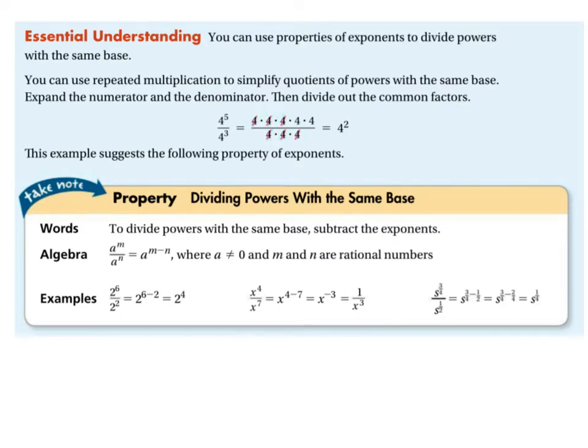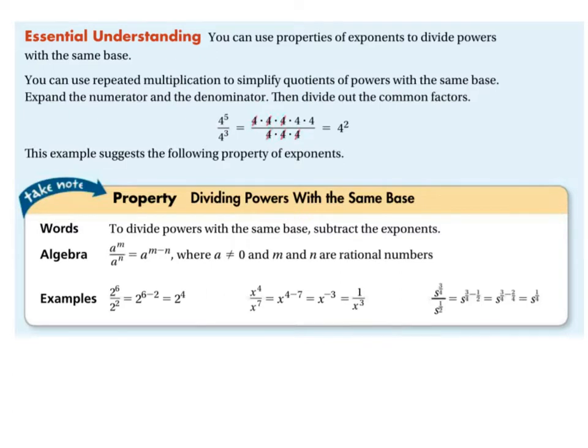This example suggests the following property of exponents. To divide powers with the same base, subtract the exponents. If you have a to the m divided by a to the n, you do a to the m minus n. We're not going to use 0 as a base, and m and n have to be rational numbers. They could be whole numbers, integers, positive or negative. They could also be fractions, or any kind of rational numbers. You could have decimals as well, but typically you're going to see fractions.